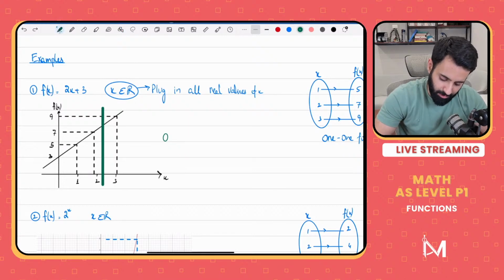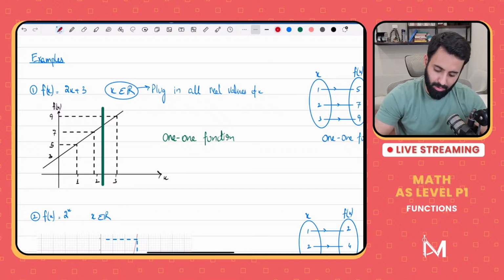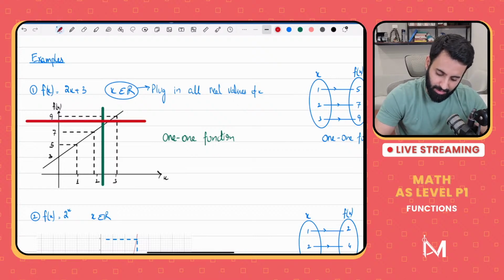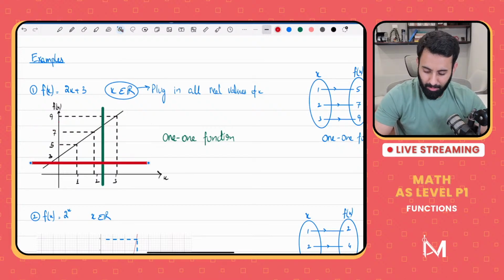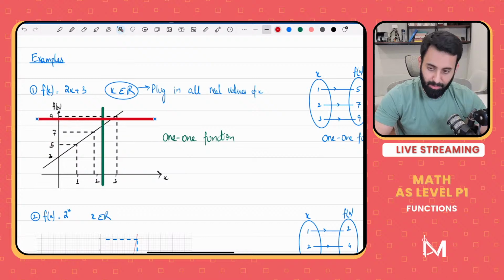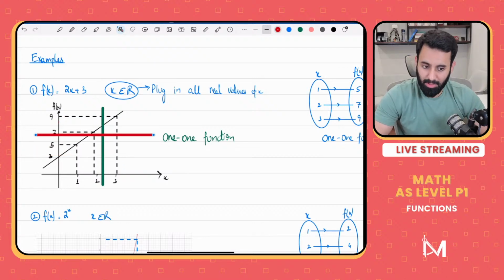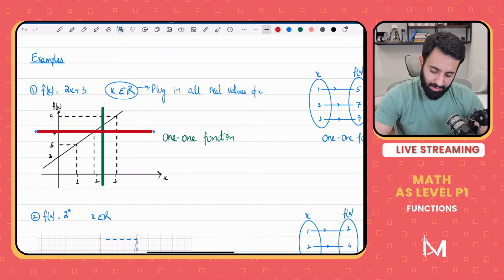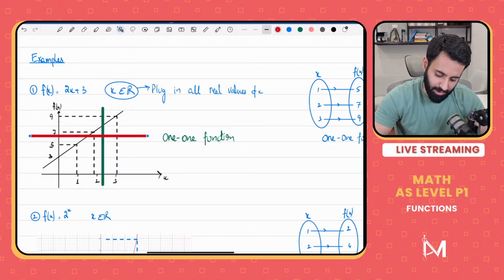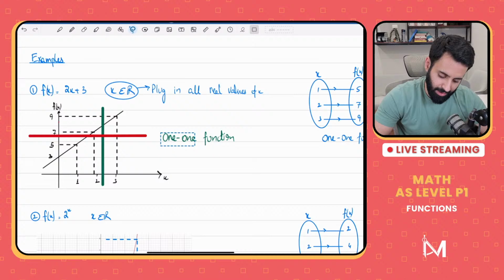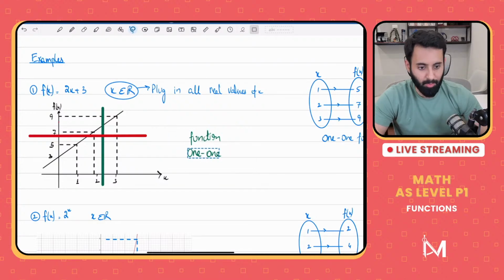Then let's talk about the horizontal line test. Imagine that you draw a horizontal line and then you slide it around. It doesn't matter where you draw the horizontal line, it will always cut it at 1 point. So if the horizontal line is cutting it at 1 point, that means this is not only a function, it is also a one-to-one function. Earlier we figured that it's a function, and now we have also figured that it's a one-to-one function.